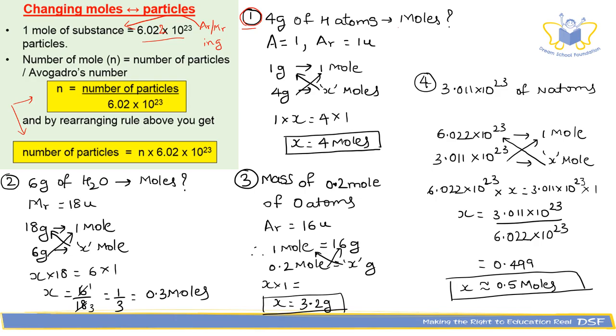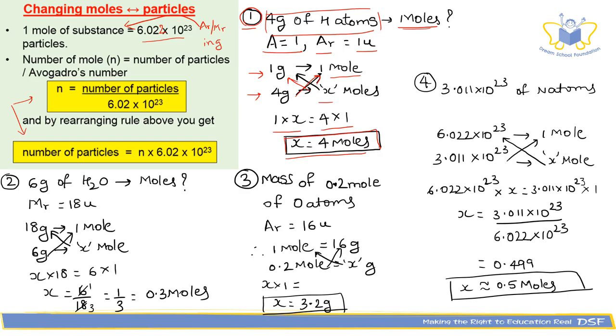You need to find out the number of moles in 4 grams of hydrogen atoms. Let's try and do that. The atomic mass of hydrogen is 1, and the relative atomic mass of hydrogen is going to be 1 U. So therefore 1 gram of hydrogen atoms is going to give you 1 mole. If 1 gram of hydrogen atoms will give you 1 mole, let's say 4 grams is going to give you X moles. So cross multiply, and you're going to get 1 into X is equal to 4 into 1. So X is going to be 4 moles. So 4 grams of hydrogen is going to give you 4 moles of hydrogen atoms.